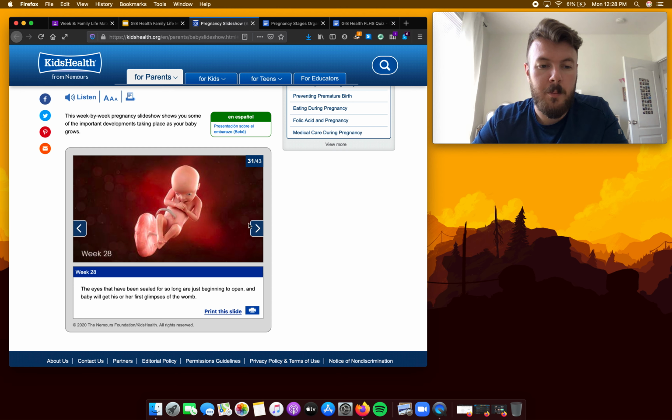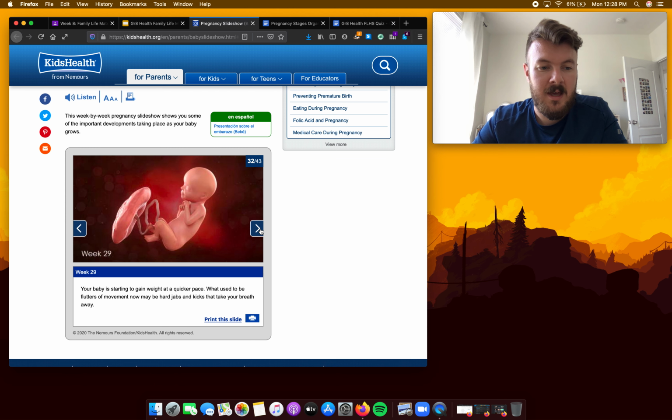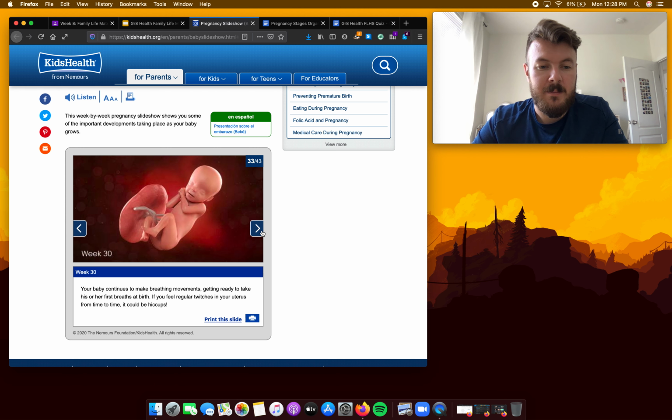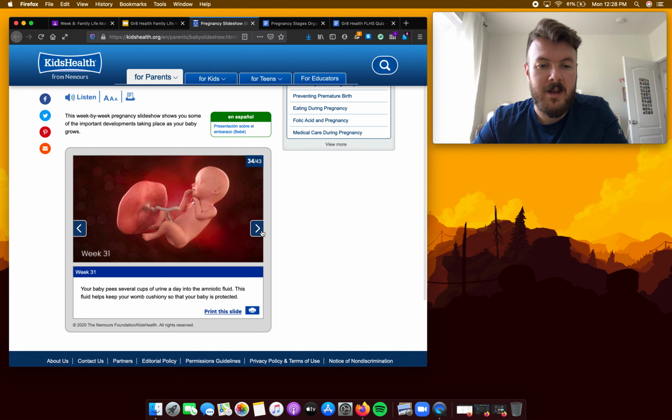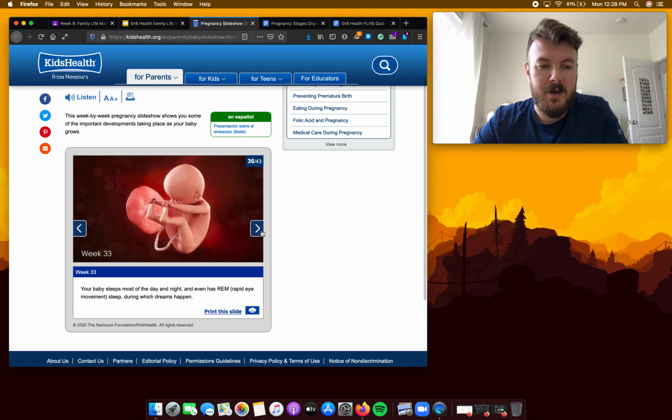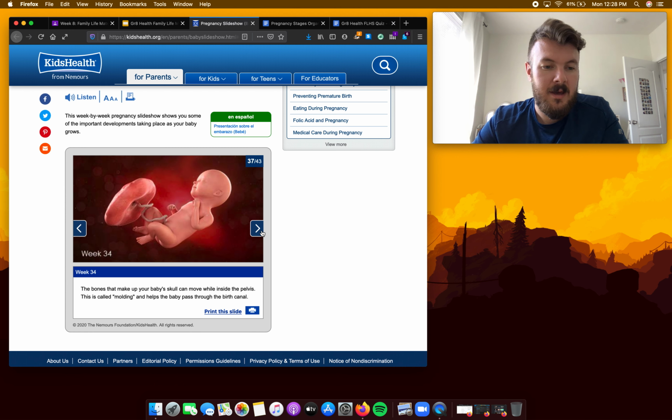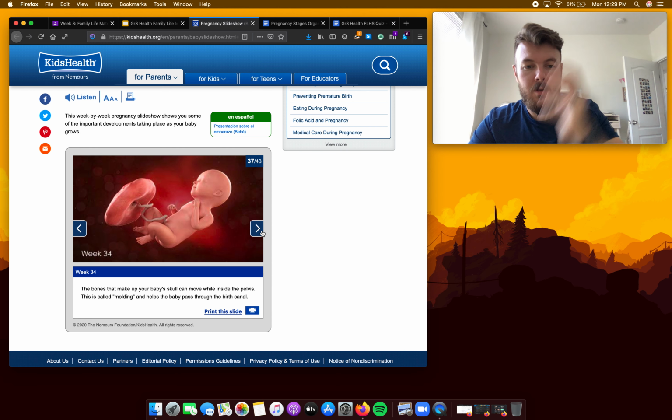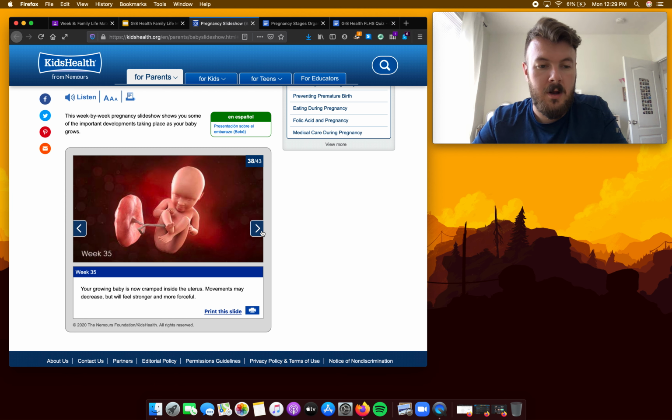The eyes can open at this point in week 28. Baby starts gaining weight at a much faster pace. Keeps making breathing movements. It's getting ready for its first breath. Again, it's getting bigger and bigger. It's stretching. It's able to sleep. It's dreaming. The baby's skull is forming more and more. The bones are becoming bigger.